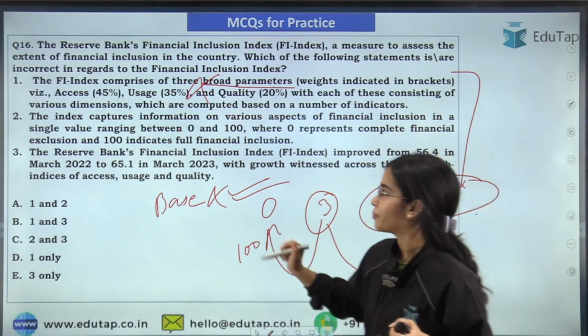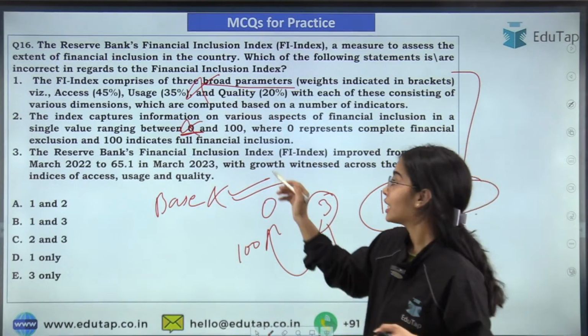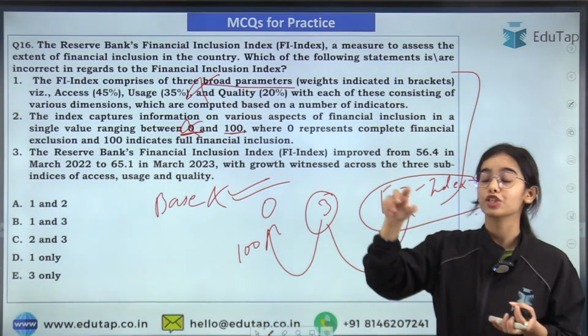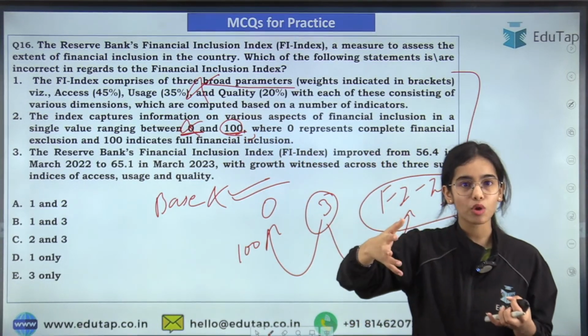So that is the idea, that we do not have complete financial exclusion, and we are not even at 100, that is, we do not have complete financial inclusion. 100 means complete financial inclusion. No, that is also not correct, right?